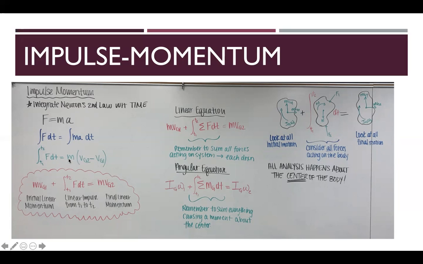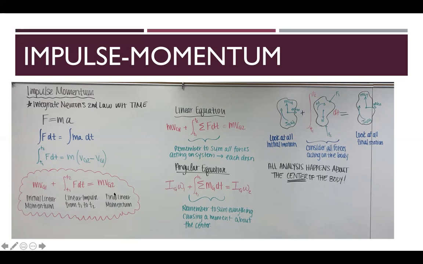So basically you can write it as mass times the velocity at a certain final point minus mass times the velocity at a certain initial point. Moving this term over here, you get whatever the initial linear momentum is, which is directly related to the linear velocity of the body, right? Plus the integral of the forces acting on the body over the given time frame, and that's going to equal your final linear momentum.